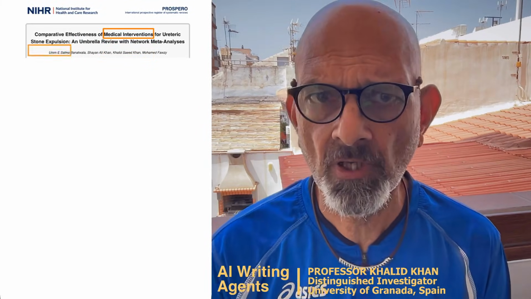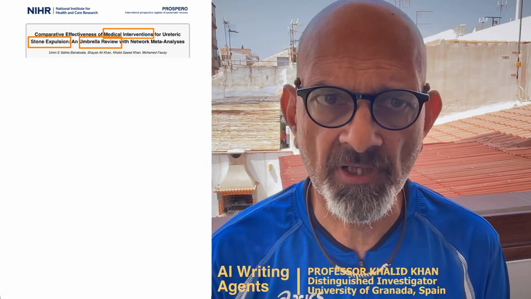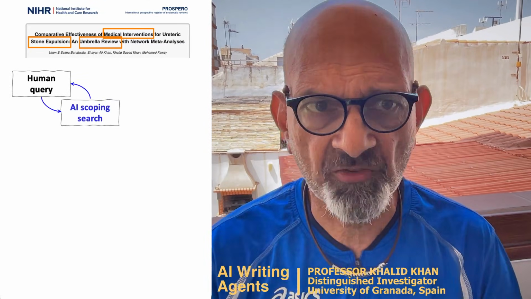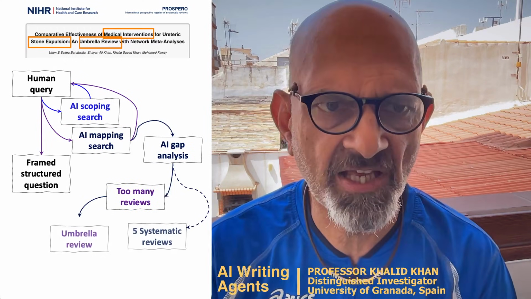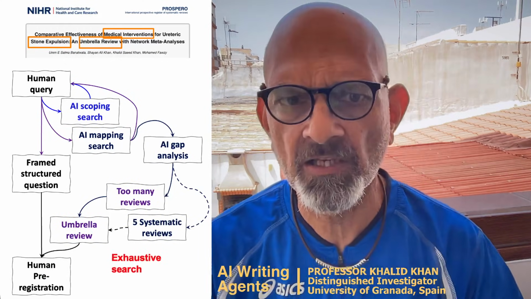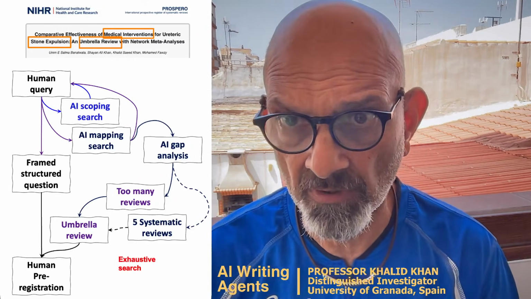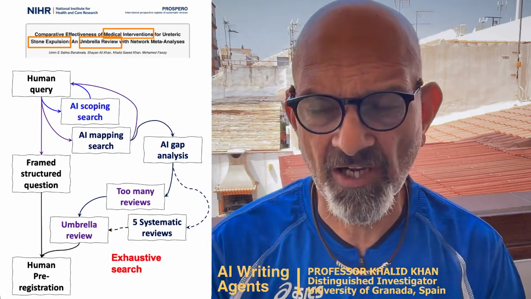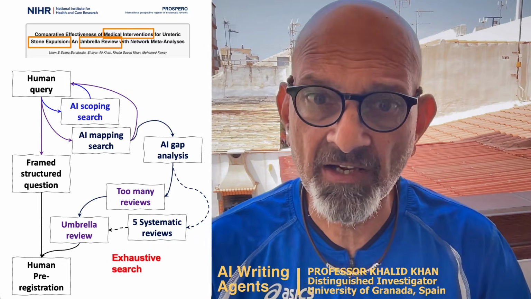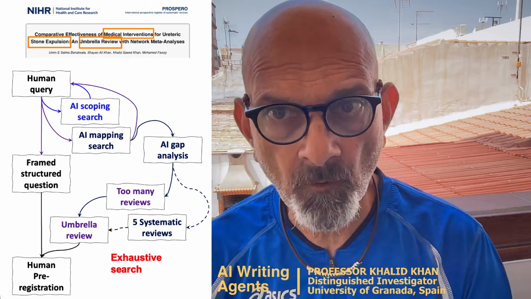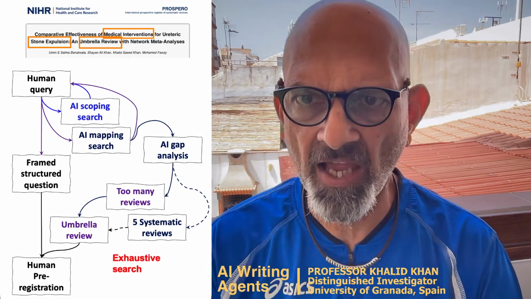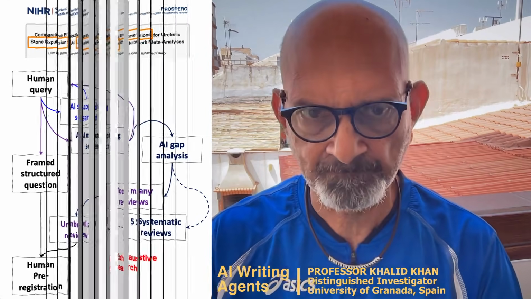Now we're going to use an example of a review that I have carried out. It's an umbrella review concerning medical interventions for expulsion of ureteric stones. For this, we saw in the previous video that we carried out scoping mapping searches, and ultimately with justification on the basis that there were 4 or 5 reviews identified at that stage, that an umbrella review would be an appropriate approach. In the second step, now our role is to carry out this exhaustive search.